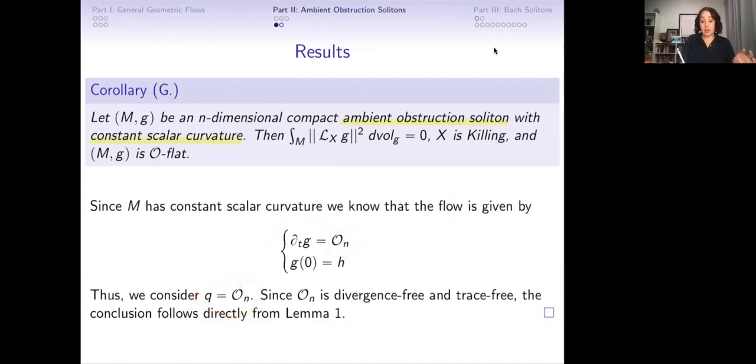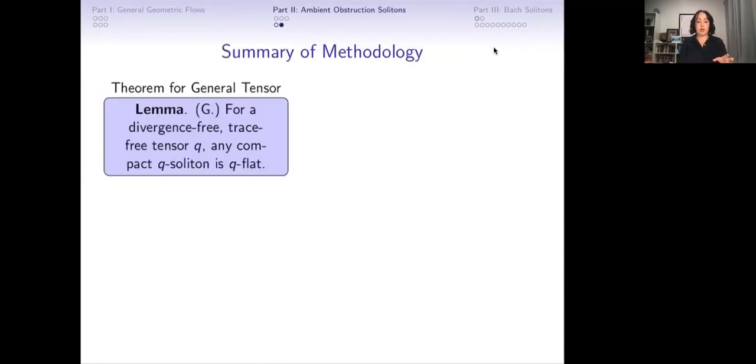Using the properties of the ambient obstruction tensor, I know that it is divergence-free and trace-free. So my conclusions follow directly from Lemma 1. All three of these things now apply to the ambient obstruction tensor very, very quickly. Let's look at this process more pictorially to see how this plays out.